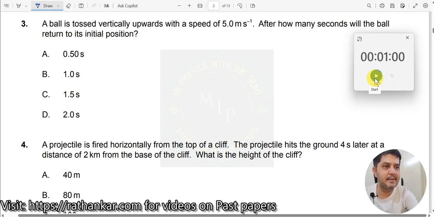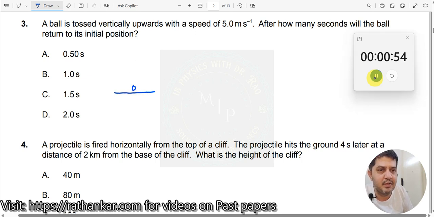Question number 3. A ball is tossed vertically upwards with a speed of 5 meters per second. So this is the ground. You are throwing a ball from here, and your initial velocity is 5 meters per second. After how many seconds will the ball return to its initial position? It goes to a certain maximum height, and once again comes back like this, right?